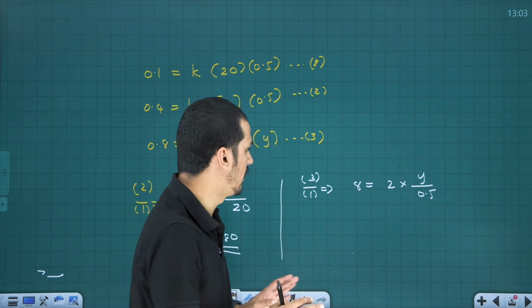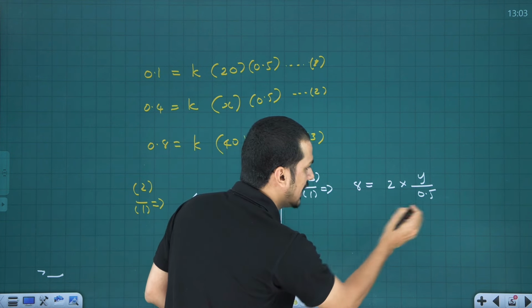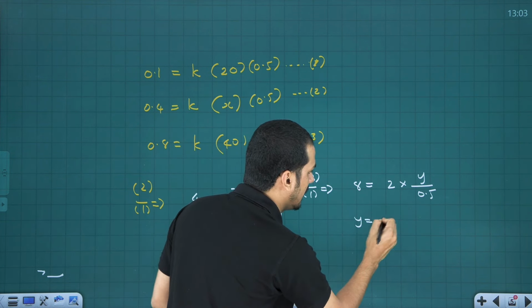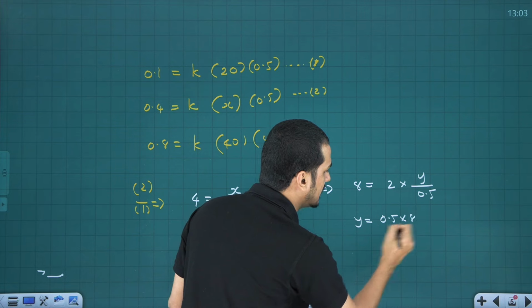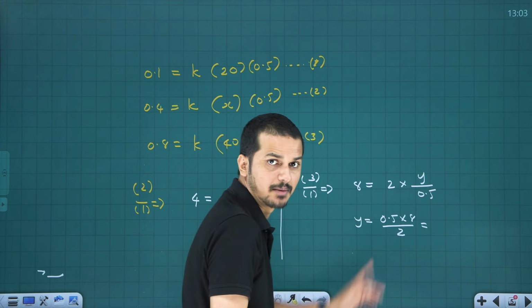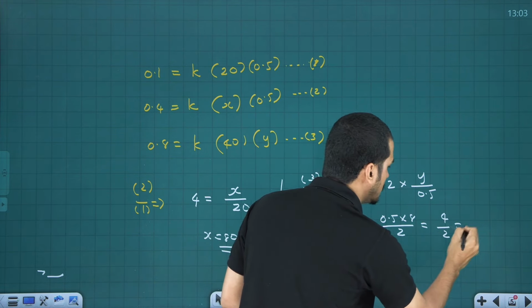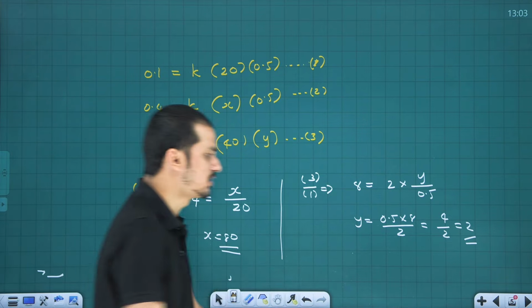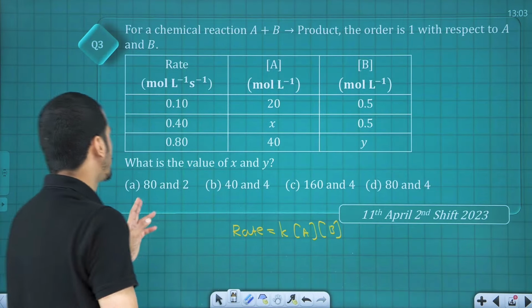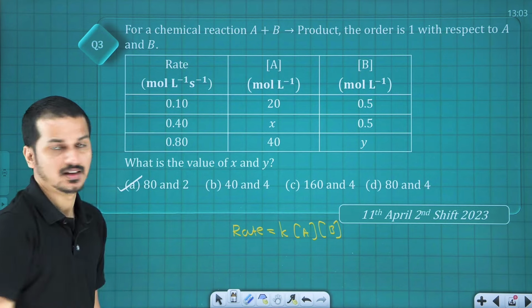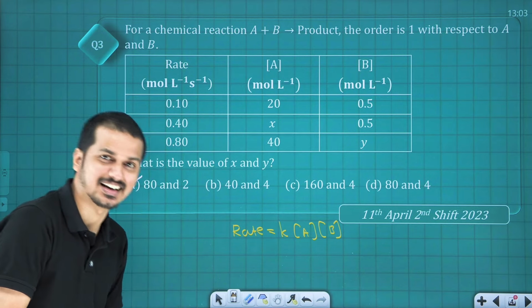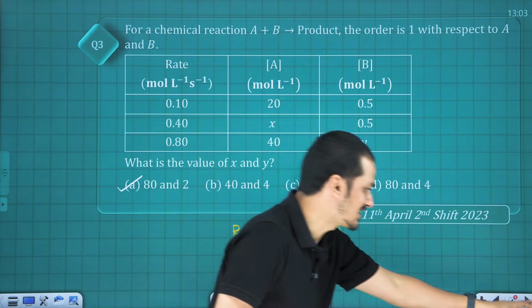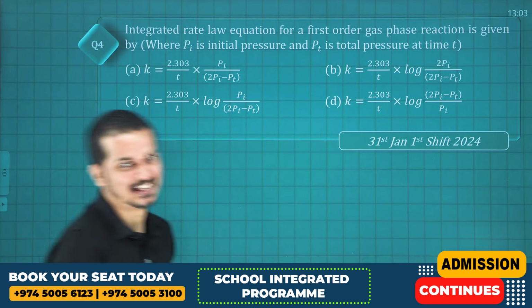Y divided by 0.5. Then what is that? Y equal to 0.5 into 8 divided by 2, that means 4 by 2, which is 2. So X equal to 80, Y equal to 2. What's the answer? Option A. X and Y they are asking. Clear? Next question, question number 3.